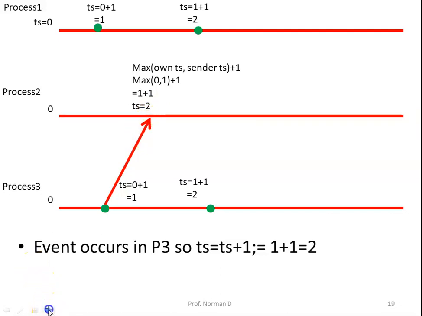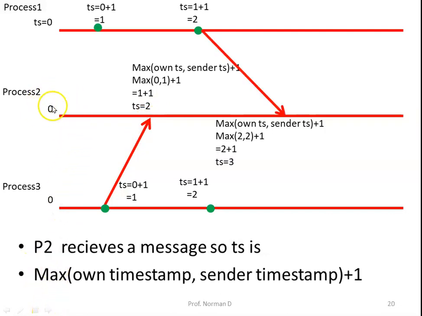We move ahead with this example. Now, process P2 receives a message. So, what will be the timestamp? Now, when process P2 is receiving a message from P1, the timestamp of the message is 2, and the timestamp of the system is also 2. So the maximum among these is 2. So 2 plus 1, the timestamp is 3. So at this point the timestamp becomes 3.